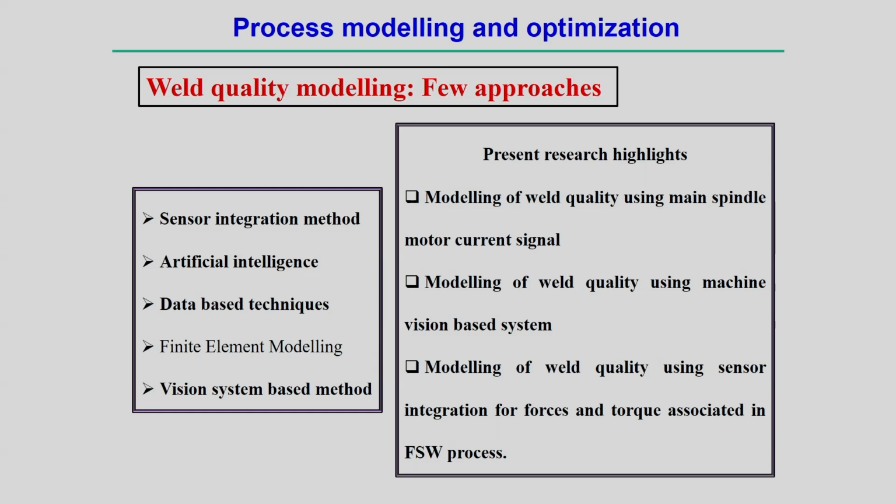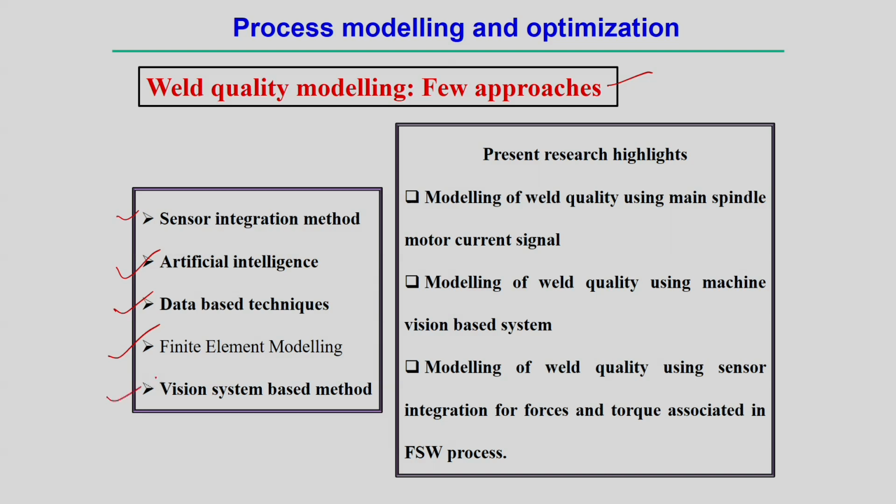So, for example, we can take one example, say weld quality modeling. There are several methods. First is the sensor integration method, where we integrate the different sensor data. Then artificial intelligence we can apply to find out some parameters. Then different database techniques for analysis of the data, and different statistical correlation is also possible if we analyze the data. And of course, finite element modeling, but finite element modeling is different, this is a physics based modeling approach. This is the tool we use to model the manufacturing processes.